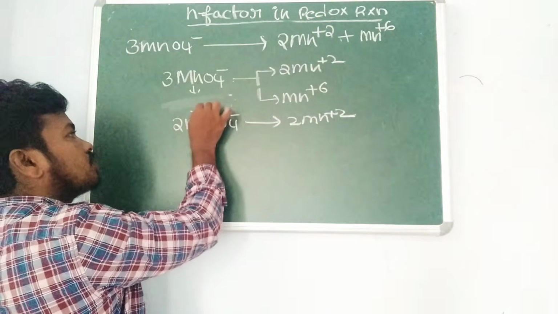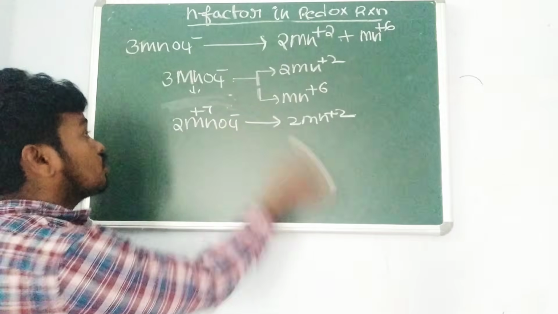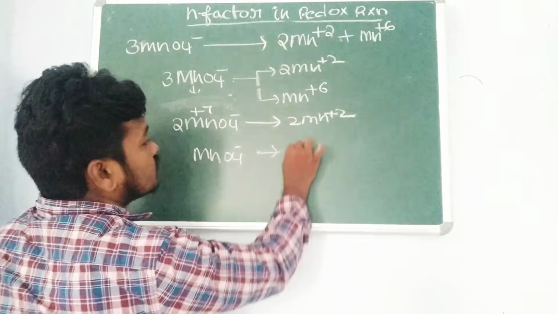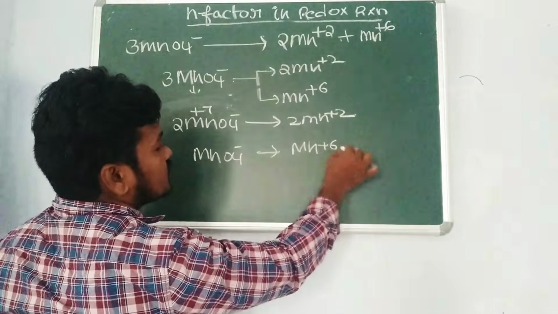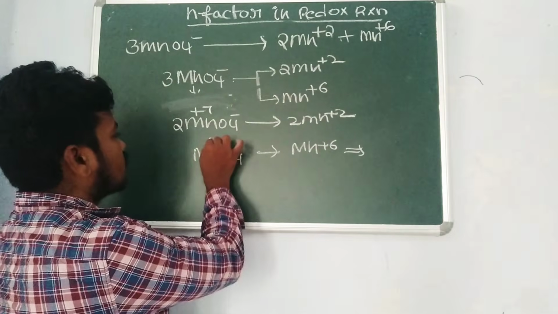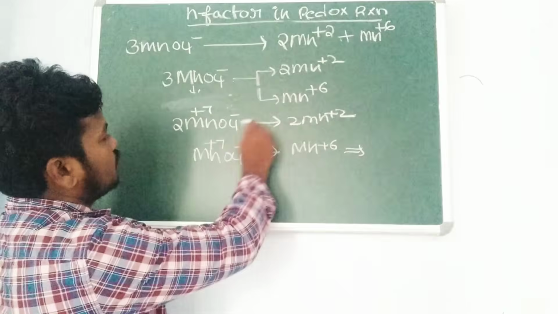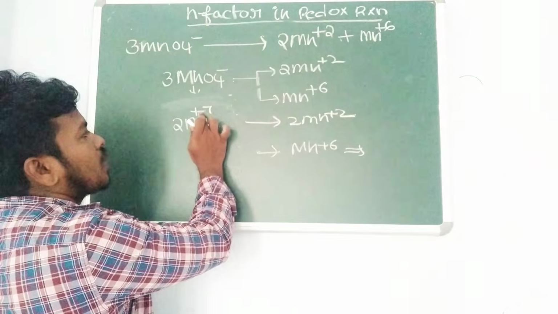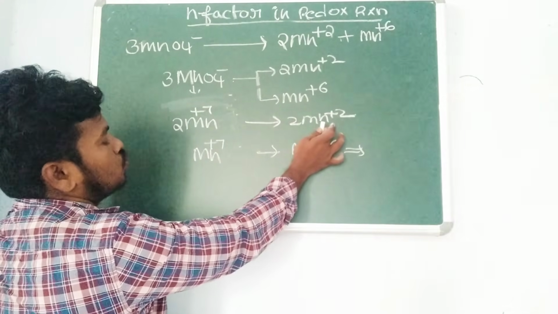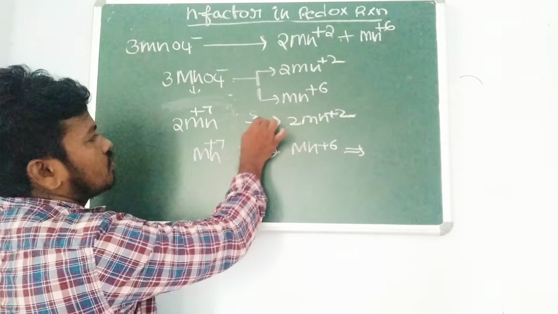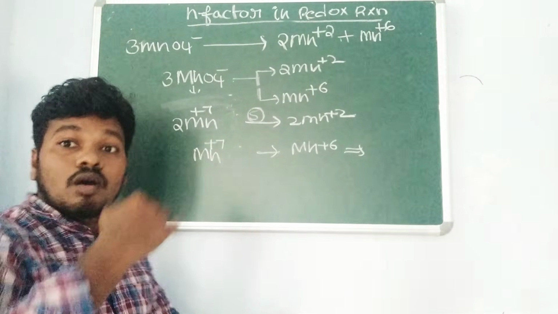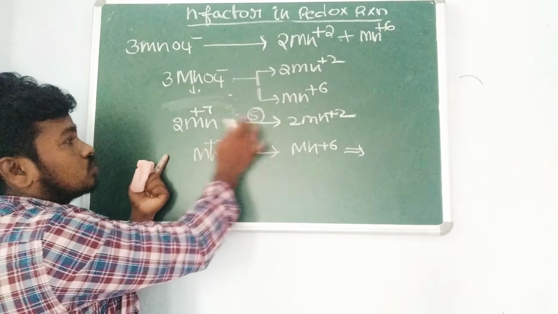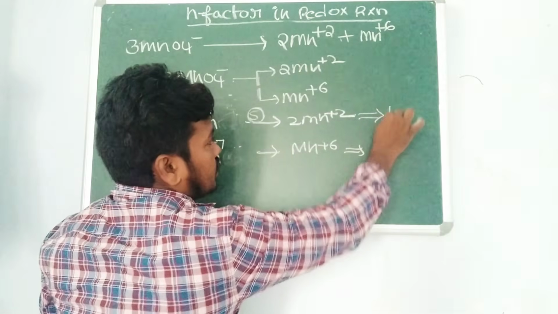What is the oxidation number? Plus 7. And 1 mole of MnO4 minus changes to Mn plus 6, whose oxidation number was Mn plus 7. For convenience you can write like this also. Plus 7 to plus 2: what is the change in oxidation state? 5. How many moles? 2 moles, so 2 fives are 10.